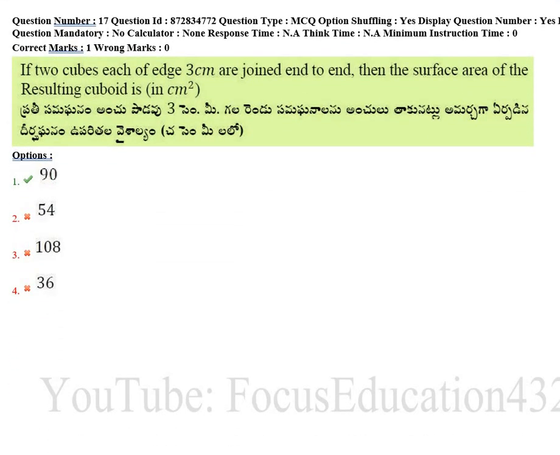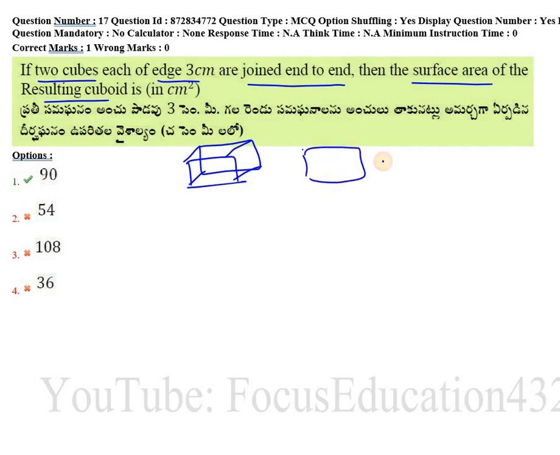Question number 17. If two cubes of edge 3 cm are joined end to end, then the surface area of the resulting cuboid. So we have two cubes. Think that there is a cube here. There is another cube here. And these two are combined into one. These two are combined side by side, they are joined. And we get a big cuboid.